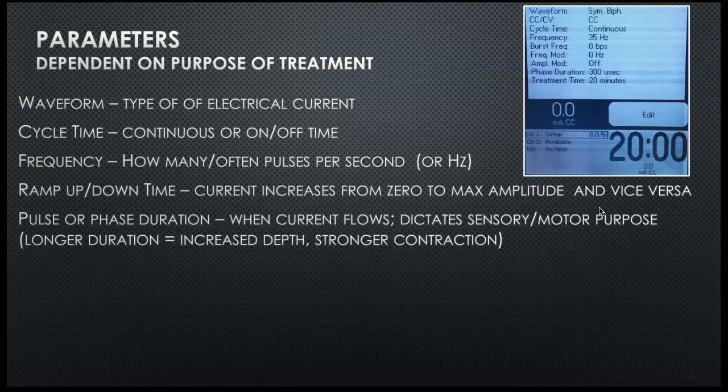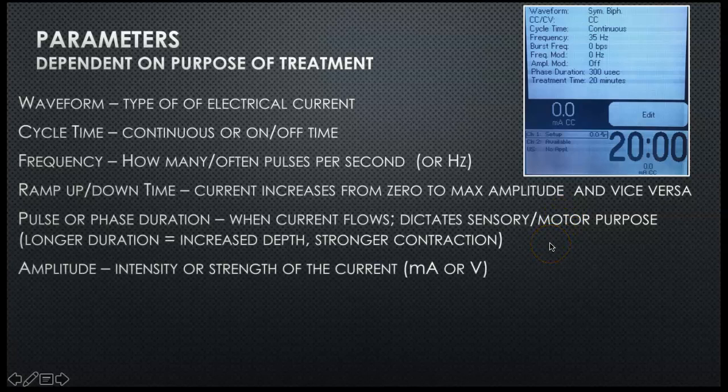Okay, the pulse or the phase duration, that's something you get to pick a lot of times on the parameters. Now, a lot of times you turn on the machine and it's preset because there's an ideal setting for pulse or phase duration when you're going to use asymmetrical biphasic in this example. The pulse or the phase is when the current's flowing, and the duration of that really dictates whether you're getting a sensory or a motor response. And so it can also increase the depth or give you a stronger contraction sometimes. So we're going to get into that and how to choose that.